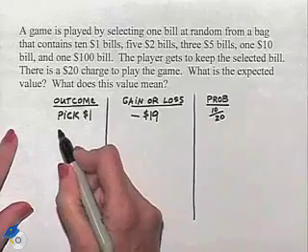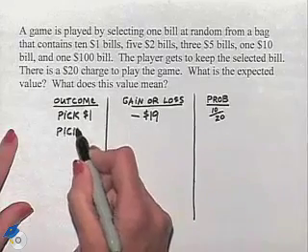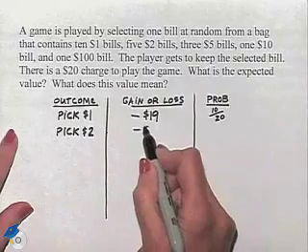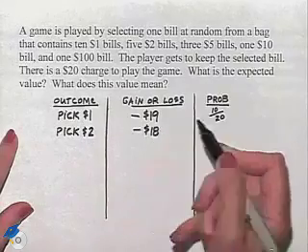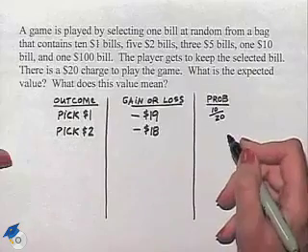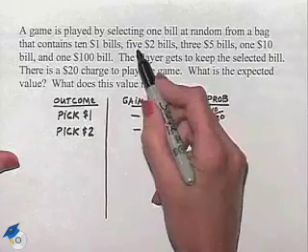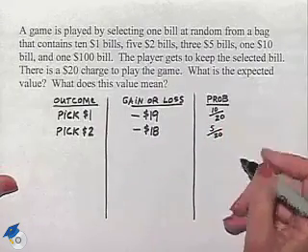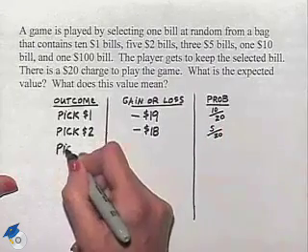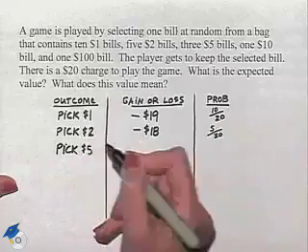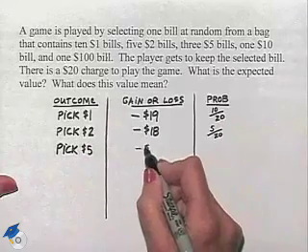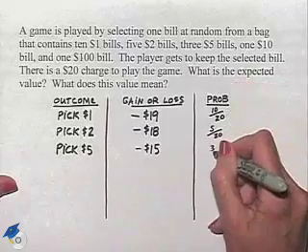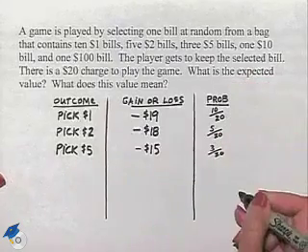What could be another outcome? We could choose, instead of the $1 bill, perhaps we pick up the $2 bill. That would be a loss of $18 as we've paid 20 to play the game. The probability of choosing a $2 bill is going to be 5 out of the 20. Next, moving along, we could pick the $5 bill. That would be a loss of $15 overall. And there are 3 $5 bills, so that's going to be 3 out of 20 probability.